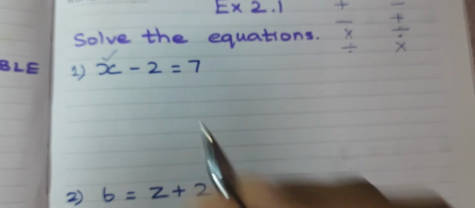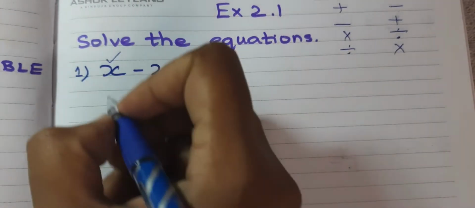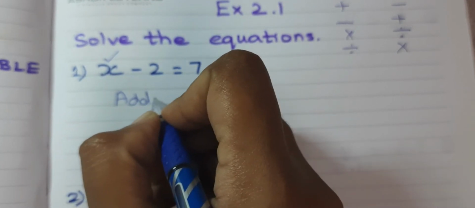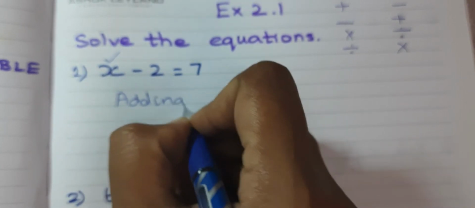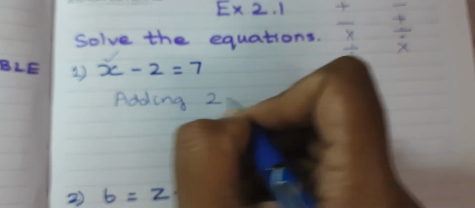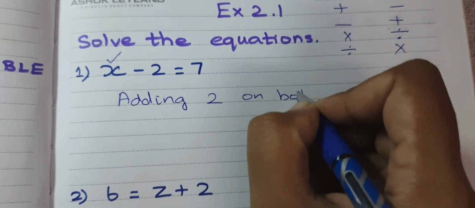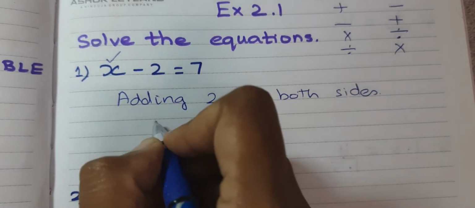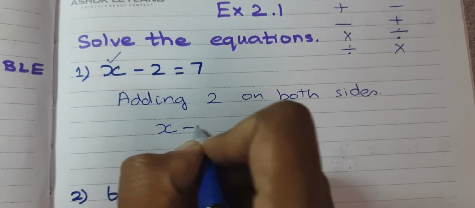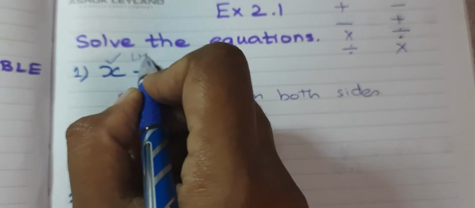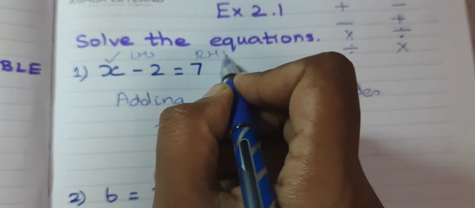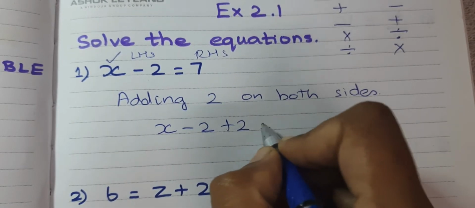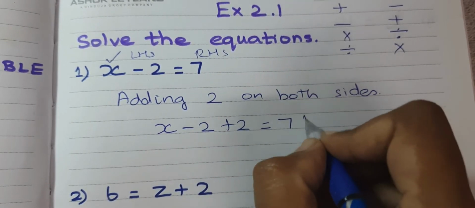So x minus 2 equal to 7. Now it is minus 2. So if I add plus 2, I can easily eliminate. So adding plus 2 on both sides. Adding 2 on both sides. So this will become x minus 2, as you all know, this is the LHS. This is the RHS. X minus 2 plus 2 addition equal to, in RHS, 7 plus 2.